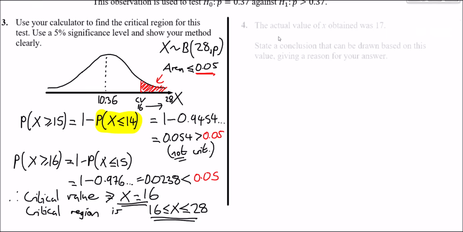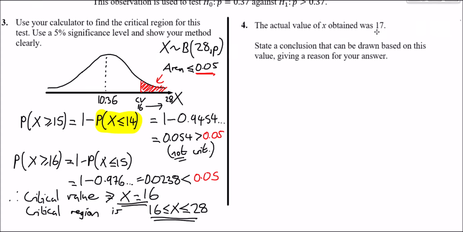Finally, question 4, which links to question 3. The actual value of x observed was 17. State a conclusion that can be drawn based on this value, giving a reason for your answer.